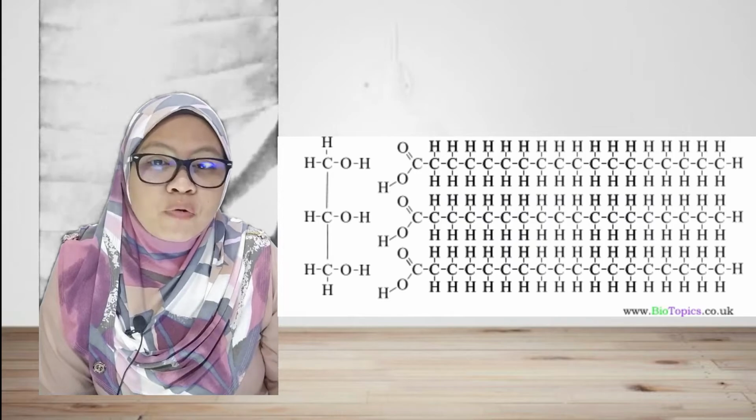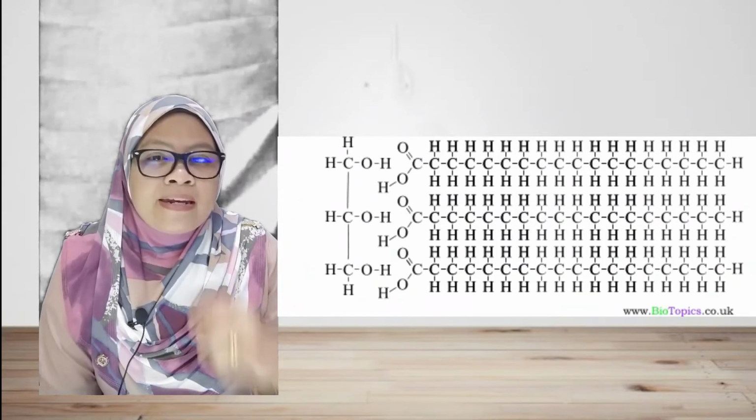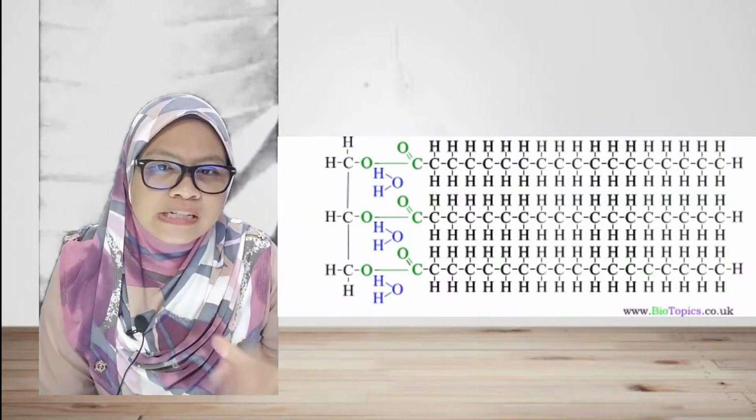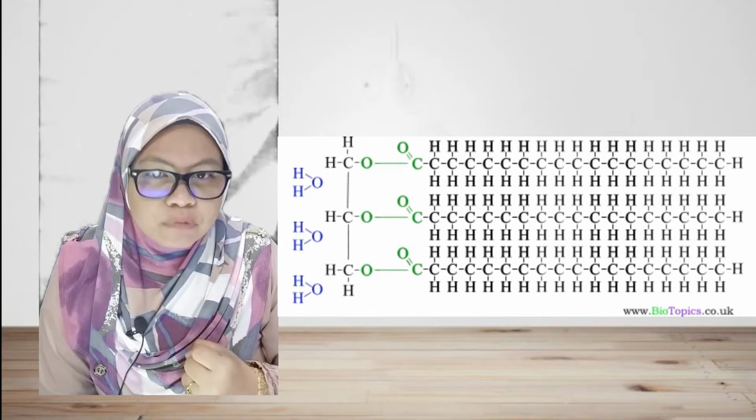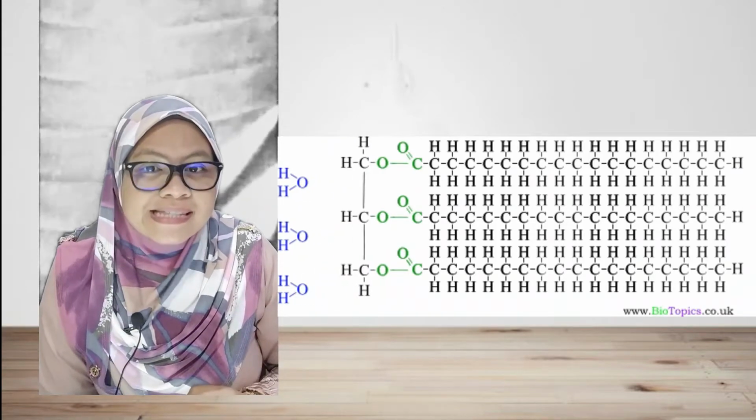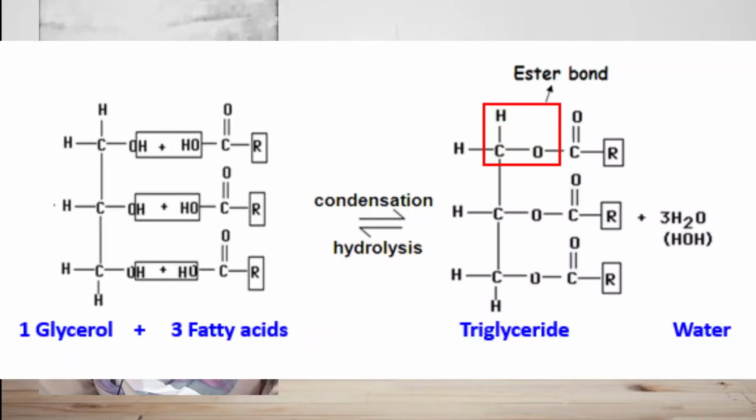So water is H2O. In this situation, the hydroxyl group is removed from the fatty acid, and the glycerol will lose a hydrogen atom. So that will cause 3 molecules of water to be removed. So remember, the process is called esterification or condensation. So the product is triglyceride. The bond that joins the glycerol and fatty acid is called ester linkage. So other than triglyceride, the side product is 3 molecules of water.